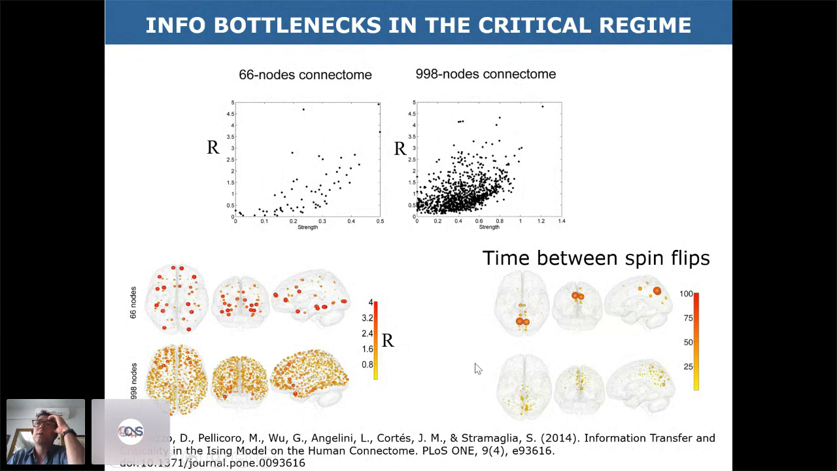Another interesting thing to look at is the time between spin flips, how long a spin stays in a state before flipping. And we see that the posterior regions of the default mode network are those which show a longer latency before spin flips.